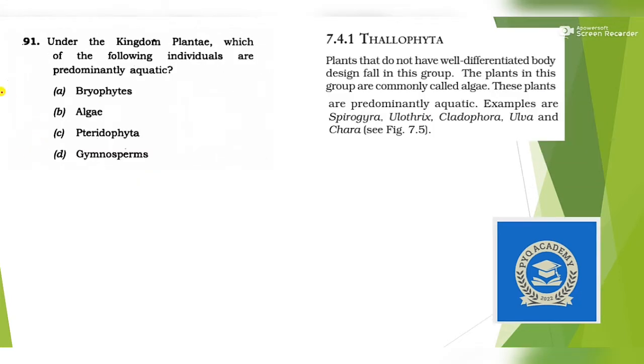Let's move to our next question. Under the kingdom Plantae, which of the following individuals are predominantly aquatic? You can see here under Thallophyta, plants that do not have a well-defined body design fall into this group. The plants in this group are commonly called algae. These plants are predominantly aquatic. So the answer is option B.